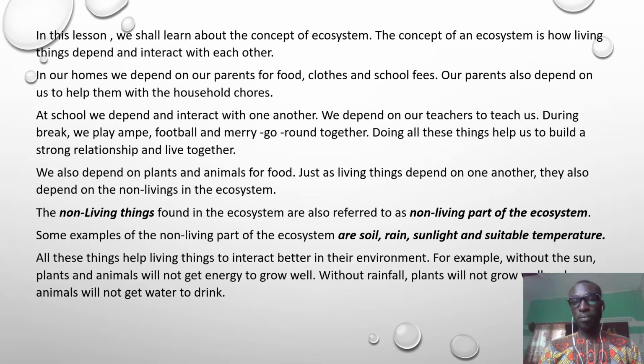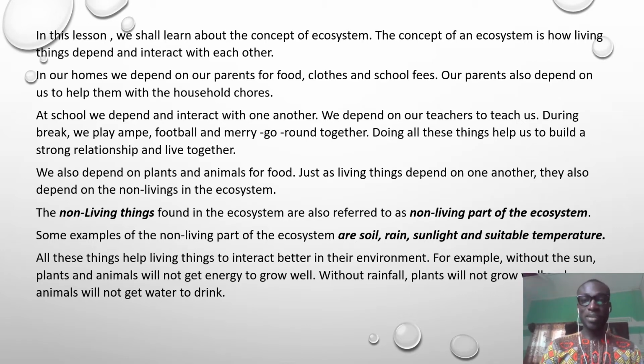At school, we depend and interact with one another. We depend on our teachers to teach us. During break, we play games with our friends. Doing all these things help us to build a stronger relationship and even live together as one. We also depend on plants and animals for food.